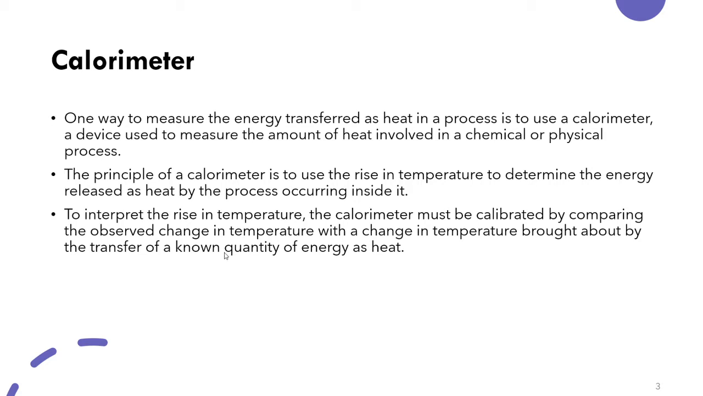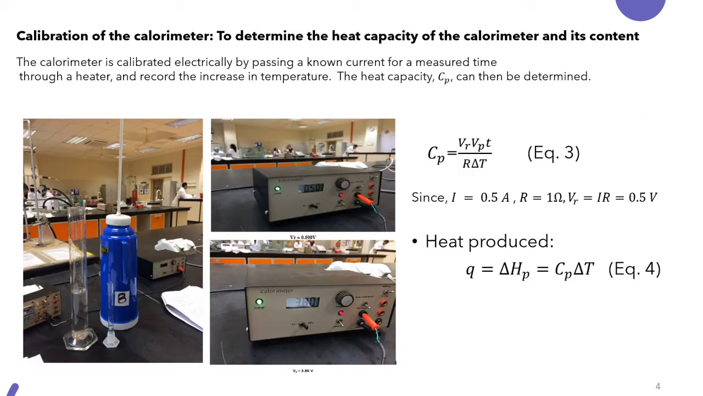The principle of a calorimeter is to use the rise in temperature to determine the energy released as heat, as your delta H, by the process that occurs in it. Before you can use that to measure delta H, you need to calibrate the calorimeter by comparing the observed change in temperature with the change in temperature brought about by the transfer of a known quantity of energy as heat. What does that mean? In essence, to calibrate the calorimeter is really to determine the heat capacity of the calorimeter.